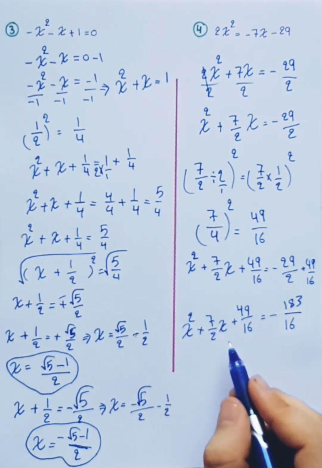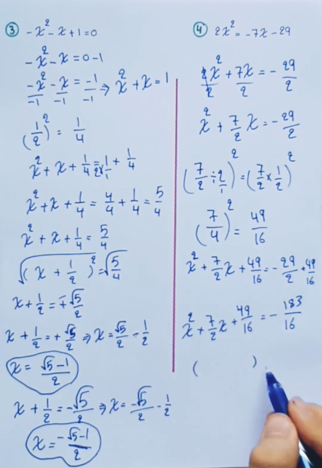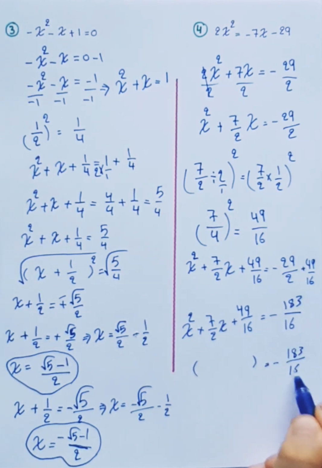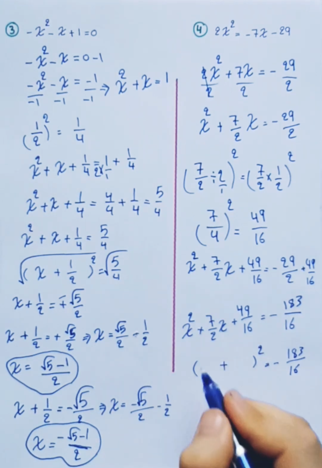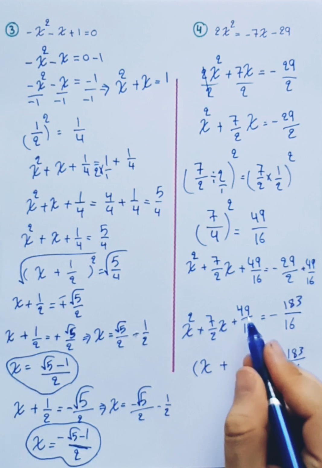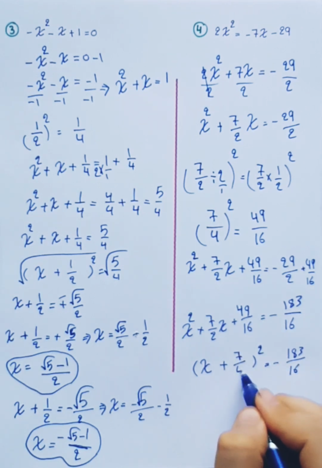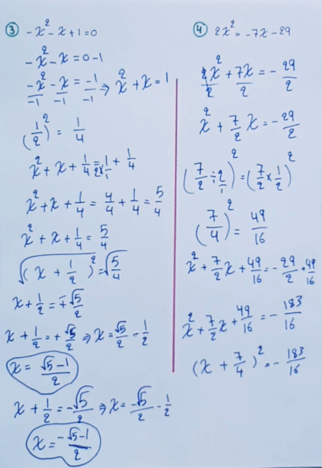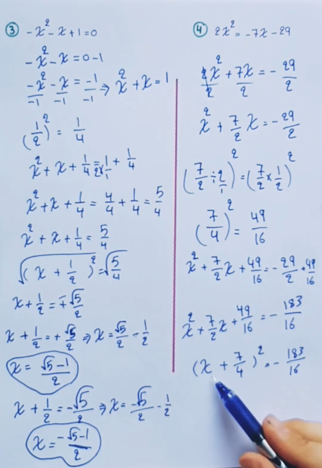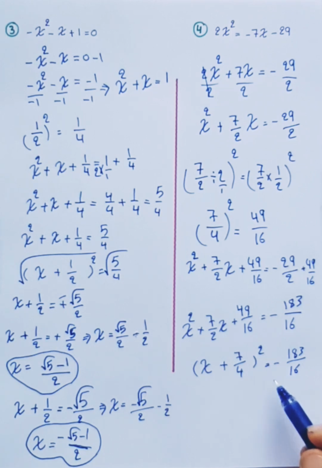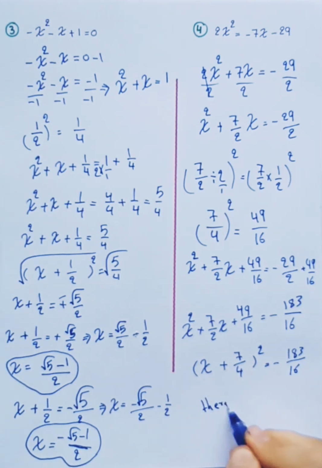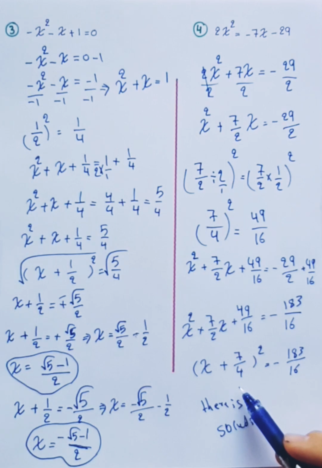After that, this is the perfect square. You have to use the rules for perfect square. x squared comes from x times x, 49 out of 16 comes from 7 out of 4 multiplied by 7 out of 4. So the value of this square is negative, so this equation has no solution, because the value of x squared should not be a negative number, like this example.